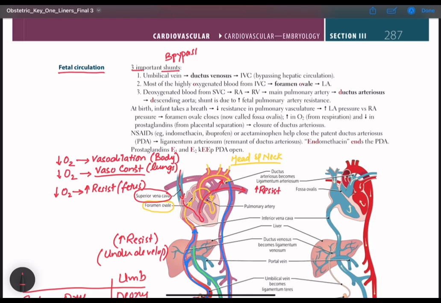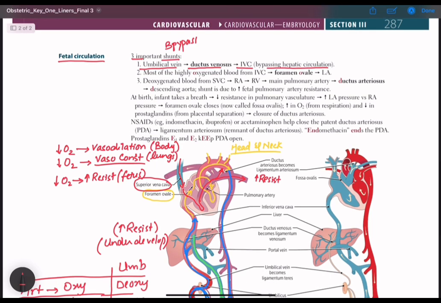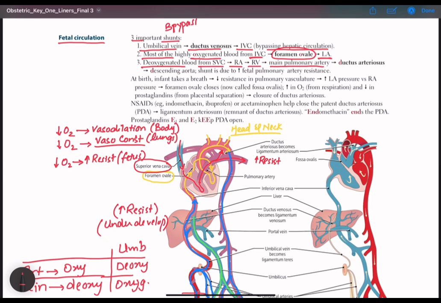First is when umbilical vein via ductus venosus drains into inferior vena cava, thus bypassing hepatic circulation. Second is when most of the highly oxygenated blood from inferior vena cava via foramen ovale drains into left atrium, thus bypassing right ventricle. Third is when deoxygenated blood from superior vena cava drains into right atrium, then right ventricle, main pulmonary artery, and via ductus arteriosus into descending aorta, thus bypassing lungs. This shunt is due to increased fetal pulmonic artery resistance.